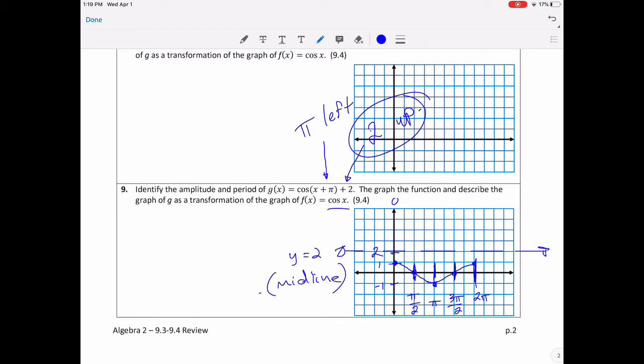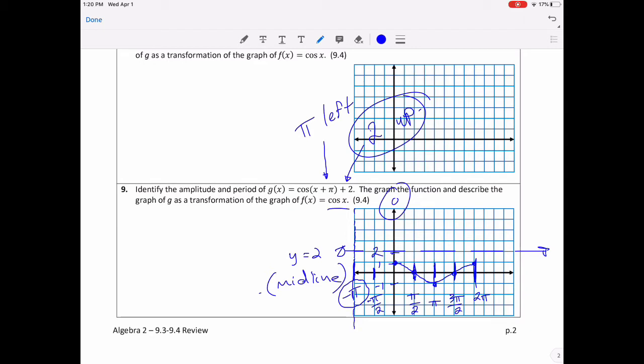Okay, then now let's account for that pi left. Instead of starting at 0 here, I'm going to start pi left. Well, let's use the same scale. That would be negative pi halves, and so here would be negative pi. That's going to be our starting location. And if I want, I can dot a longer line here to show that's where I'm going to start my period.